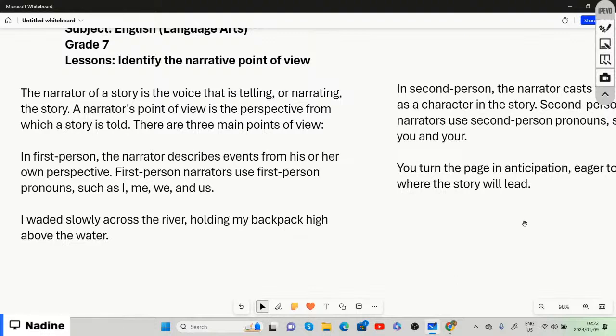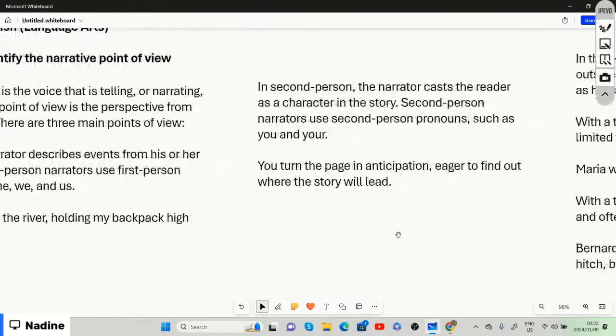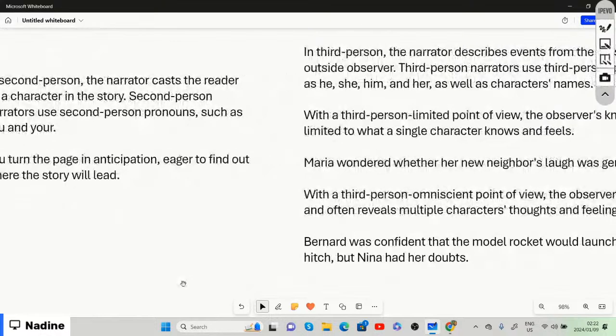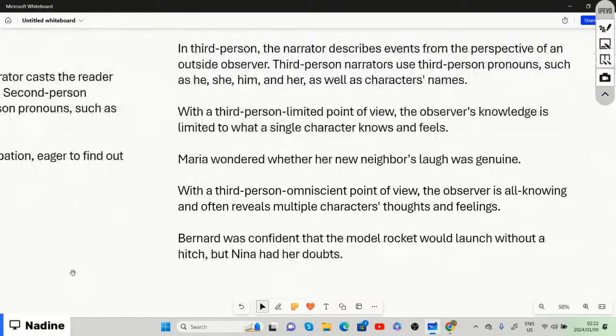And then we have second person, where the narrator casts the reader as a character in the story. The second person narrator uses second person pronouns such as you and your. And then we have third person, where the narrator describes events from an outside observer, and they use pronouns such as he, she, him, and her. Or they can use the characters' names.